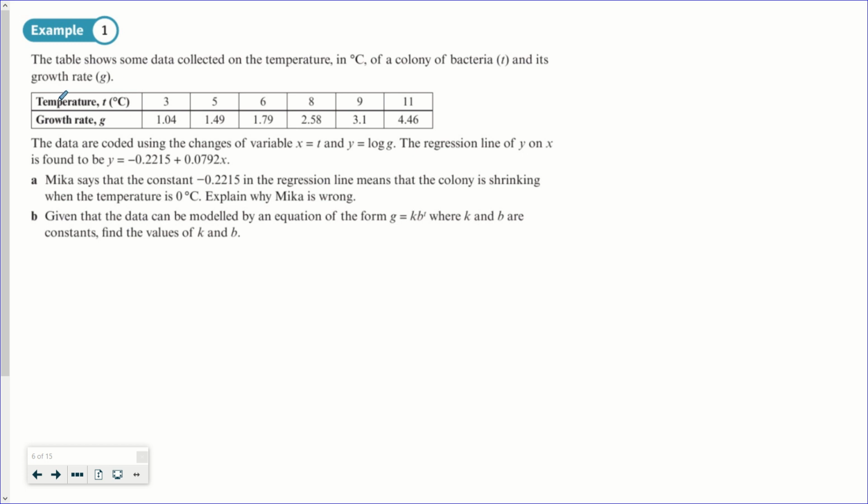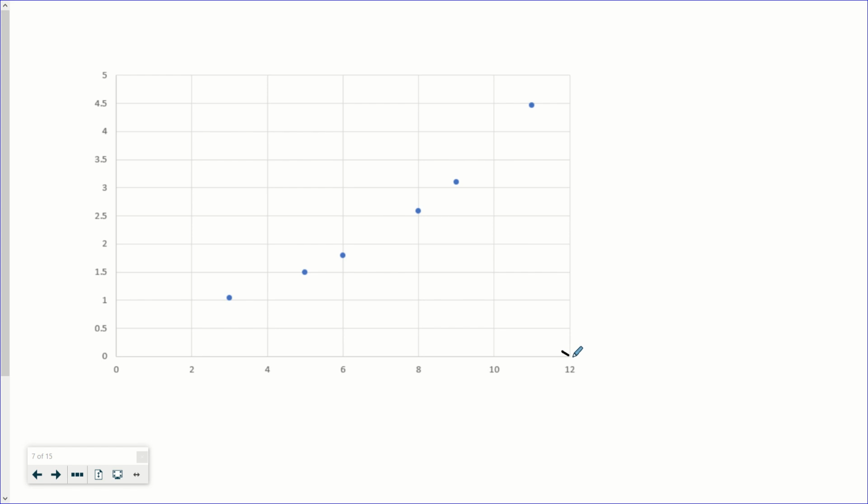In example 1, we've got some information about temperature of bacteria and the rate at which it's growing or replicating. Before we begin, it's worth looking at a graph of what this data looks like. So I've plotted the graph. On the horizontal axis we've got T, and on the vertical axis we've got G, the growth rate. It is quite clear from this graph that it is an exponential model because the gradient of the graph is getting steeper as we move to the right.